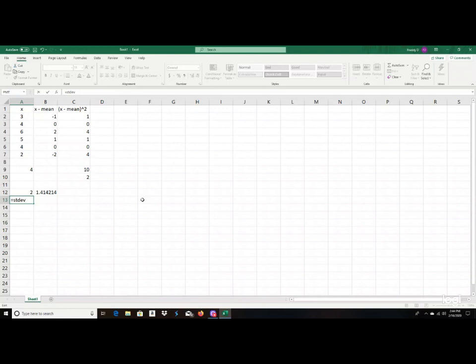So I have my standard deviation, equal sign, STDEV. Again, Shift 9 to open it. I'm going to highlight the cells again, close it out. I should get my 1.414 if I hit enter, and that I do. And there you go. That's how you can do sample variance and sample standard deviation in Excel.